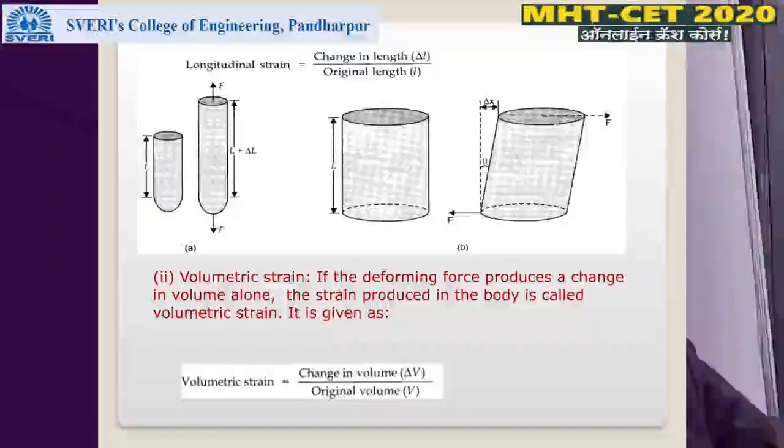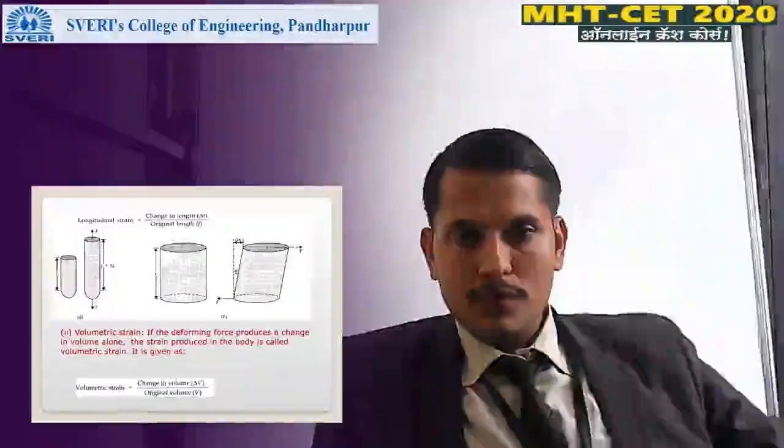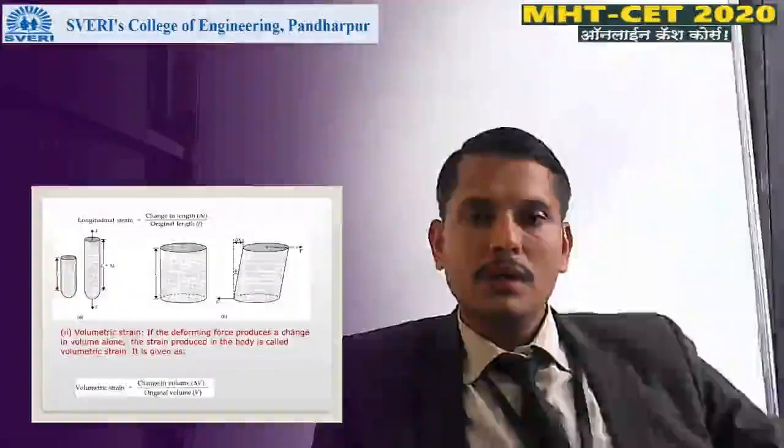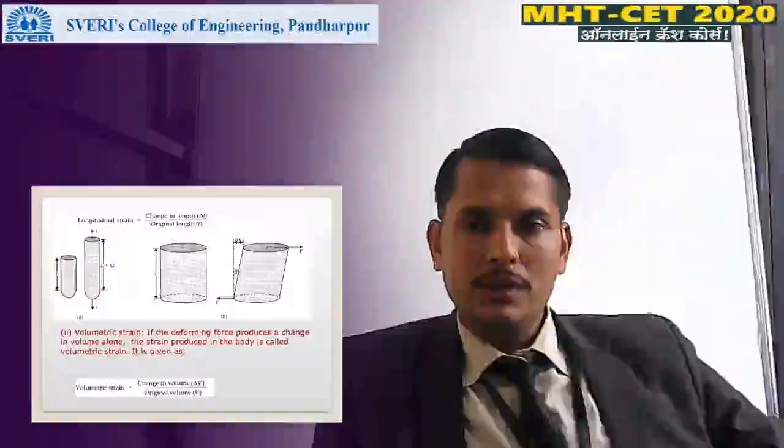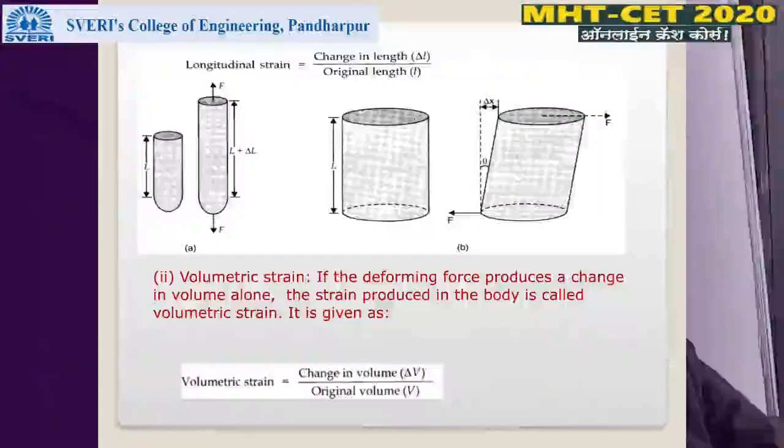Then next is volumetric strain. If the deforming force produces a change in volume alone, the strain produced in the body is called the volumetric strain. It is given simply as volumetric strain equal to change in volume, delta V, divided by original volume.